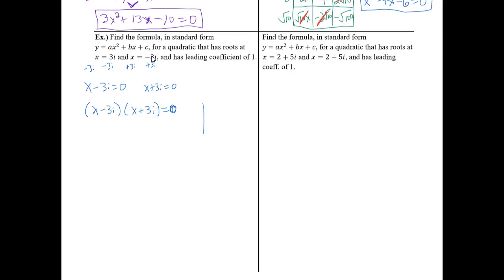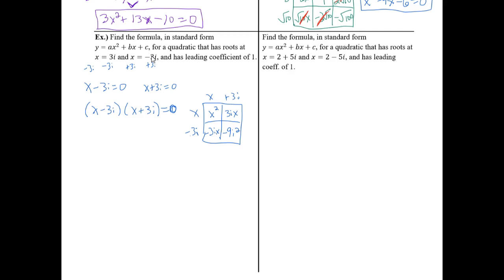It's just 2 terms by 2 terms, so I'm going to use the box method. You could also FOIL. I have x minus 3i and x plus 3i. X times x is x squared. X times 3i is 3i times x. And negative 3i times x is negative 3ix. And lastly, negative 3i times a positive 3i is negative 9i squared. Don't forget that square. I times i is i squared.